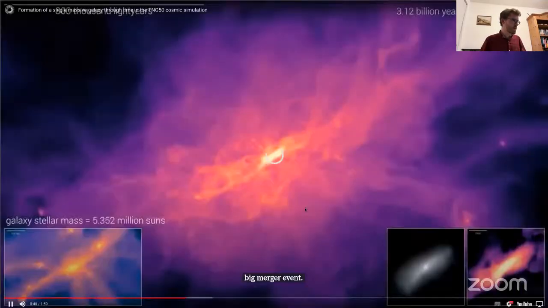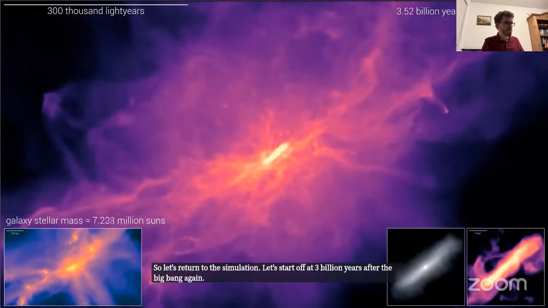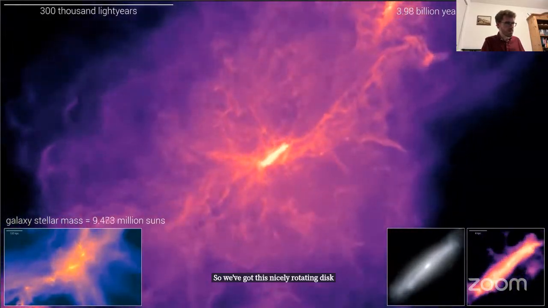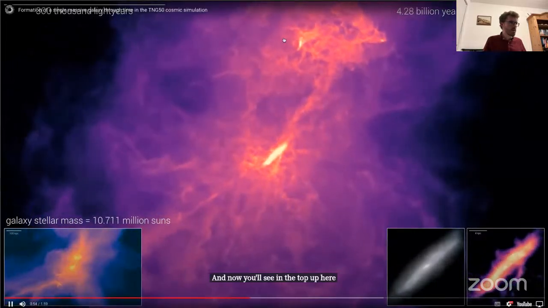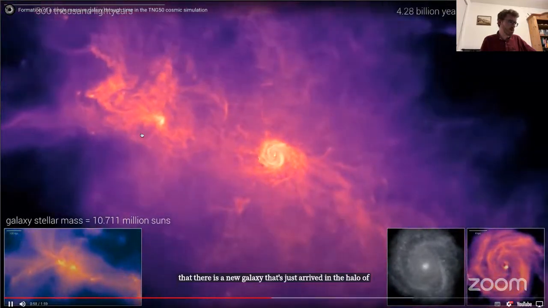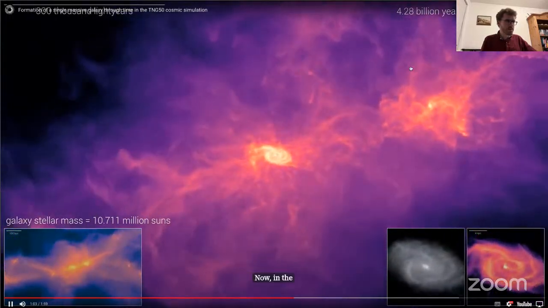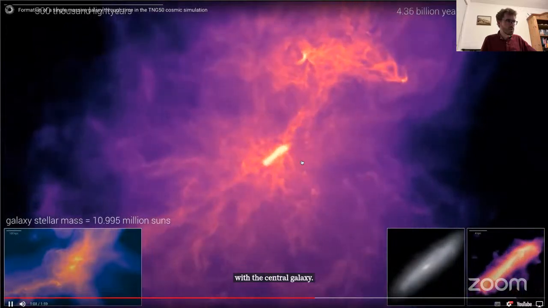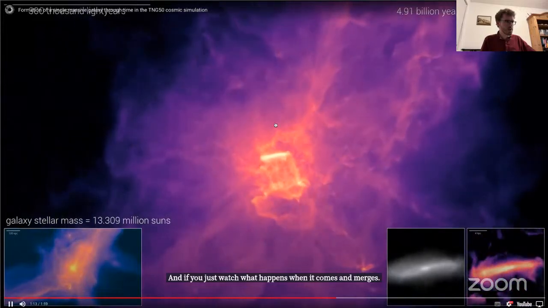So let's return to the simulation. Let's start off at 3 billion years after the Big Bang again. So we've got this nicely rotating disk galaxy. And now you'll see at the top up here that there is a new galaxy that's just arrived in the halo of this Milky Way analog. Now, in the next couple of billion years, this is going to come and merge with the central galaxy. And if you just watch what happens when it comes and merges, it has a quite dramatic effect on the disk.